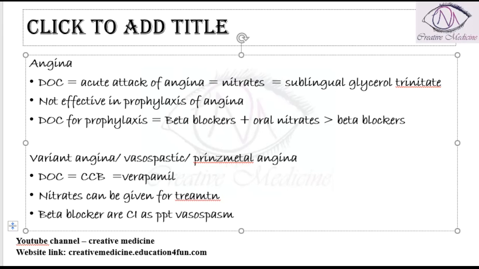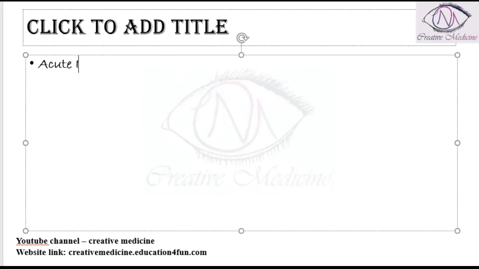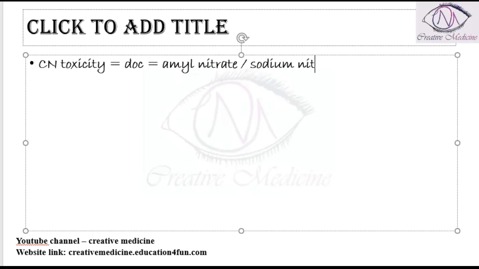Then if the patient has acute left ventricular failure, nitroglycerin can be given IV. Okay, next, cyanide toxicity. If the patient has cyanide toxicity, then the drug of choice is a nitrite, which is amyl nitrite or sodium nitrite. Amyl nitrite and sodium nitrite are the drug of choice for cyanide toxicity.